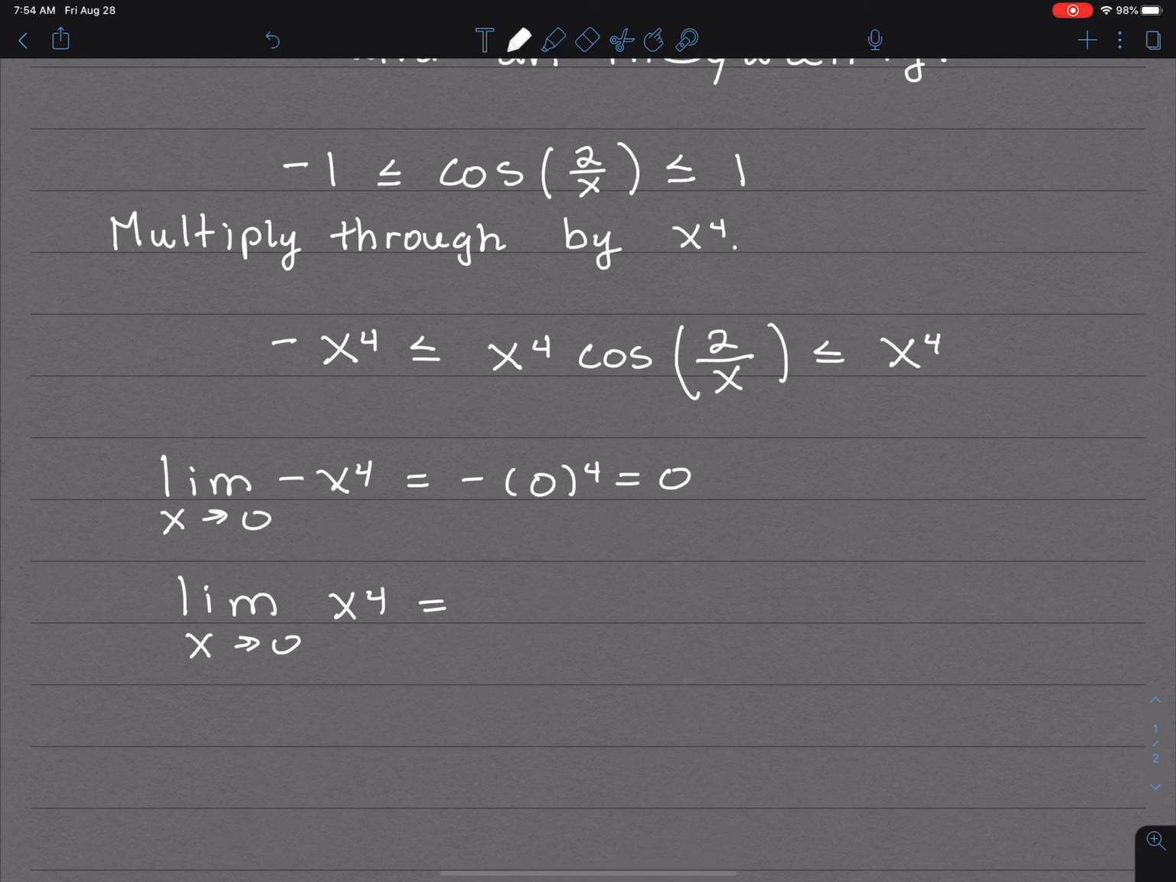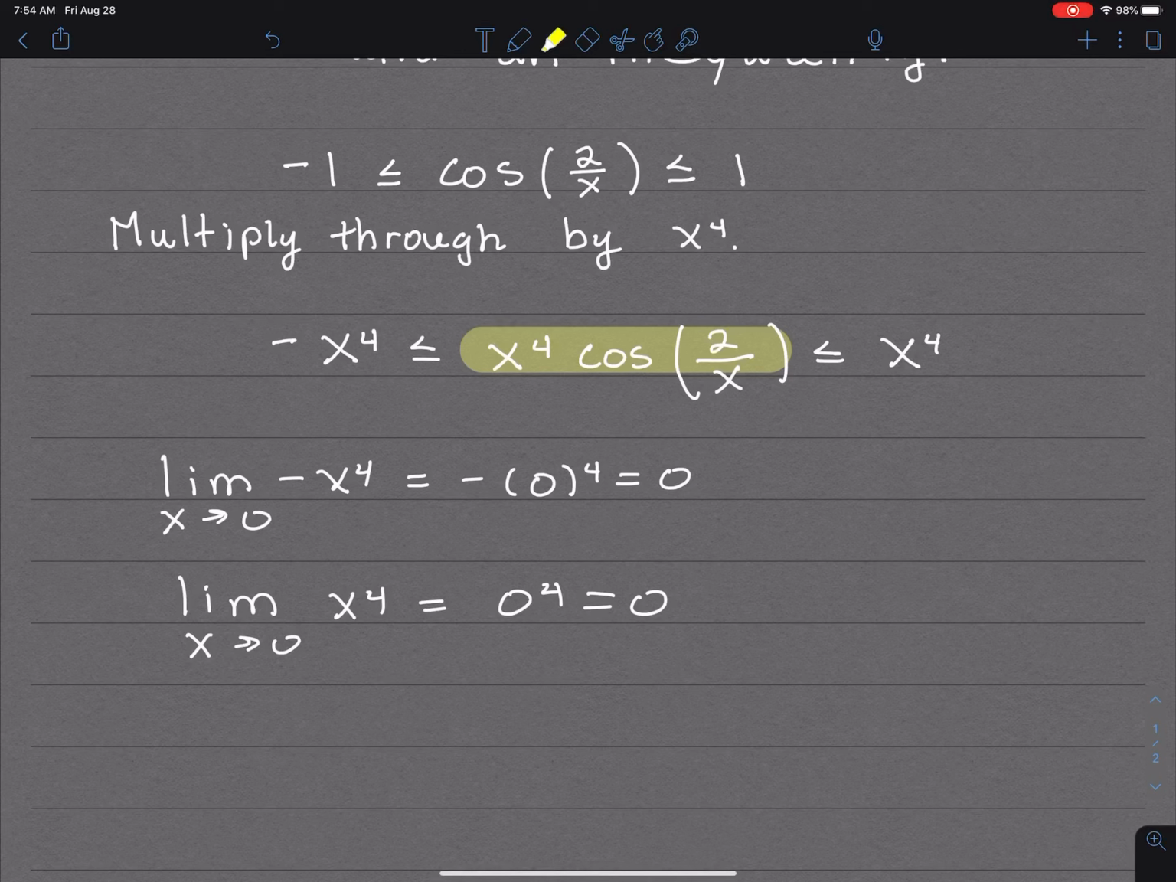X to the fourth, that limit is equal to 0 to the fourth, which is 0. So these two outside functions have a limit equal to 0. By the way, just starting off, you do not know that the middle function, x to the fourth cosine 2x, has a limit that exists.